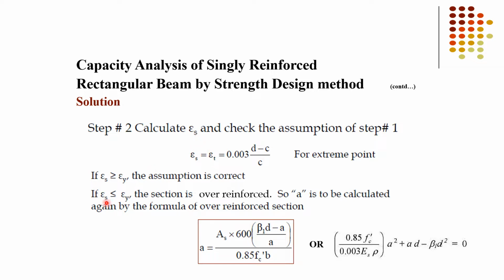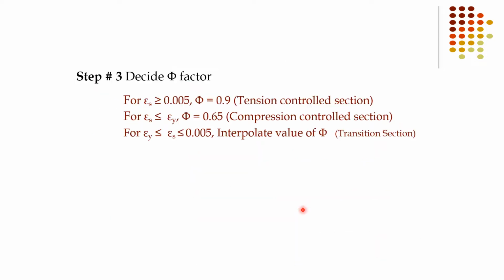If our strain in steel is less than yield, then this section is over reinforced. So a is to be calculated again by the formula for an over reinforced section. Here a is this formula. a is present on both sides. After simplification you will get a quadratic equation. After solving the quadratic equation you will get a. Okay, that is for the over reinforced method.